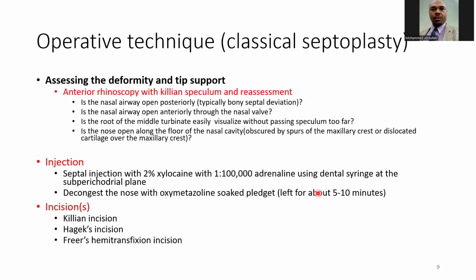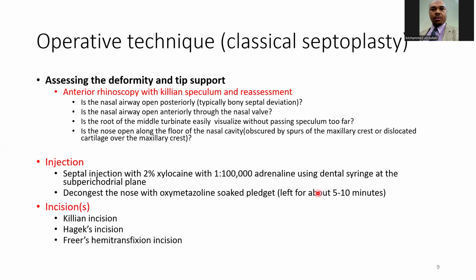The patient is assessed again using Killian's speculum to reassess the preoperative findings. The septum is infiltrated with 2% xylocaine with 1 in 100,000 adrenaline using a dental syringe. Usually the injection should be done at the subperichondrial and subperiosteal plane. The nose is decongested with oxymetazoline-soaked pledgets, which are left for about 5 to 10 minutes.